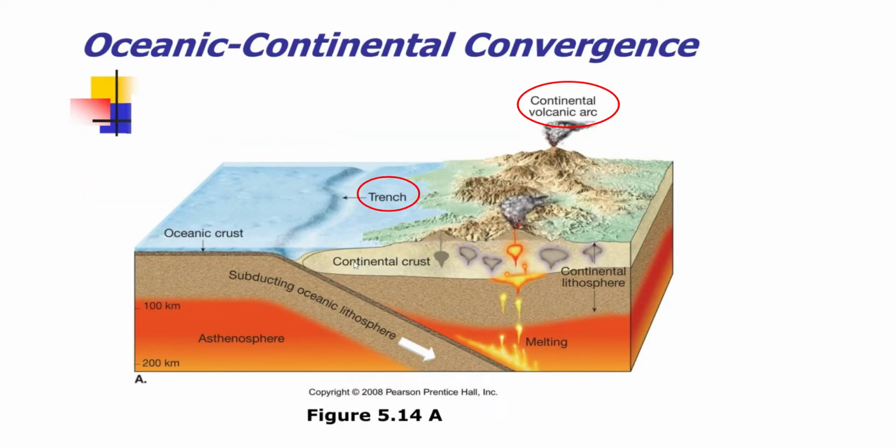An oceanic crust and the continental crust are converging or coming together, and the oceanic crust sinks because it is more dense. That causes it to melt and rise, forming volcanoes. And the convergence can also create a trench, which is a narrow dip.